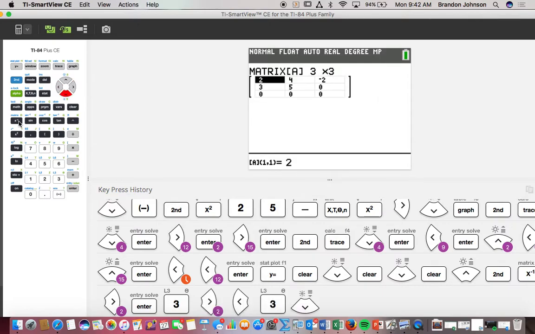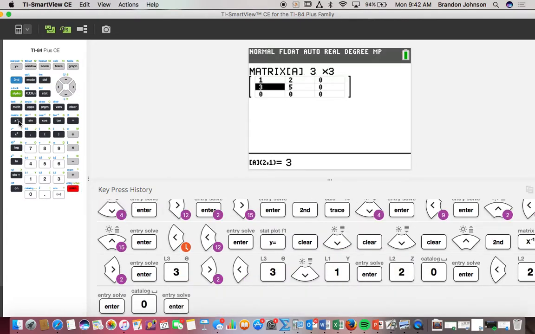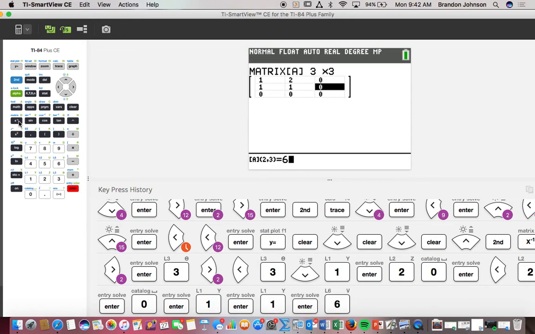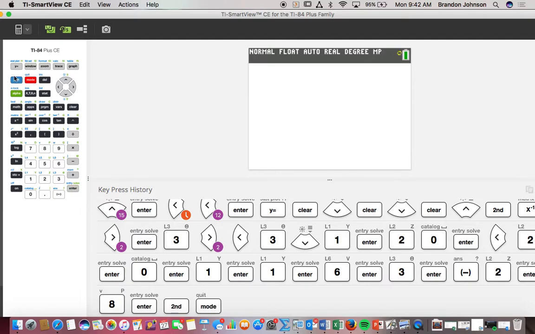So this would be 1, 2, 0, right? What would be the next one? 1, 1, 6. Gotcha. And what would be the third one? 3, -2, 8. 3, -2, and 8. Okay. So then we quit. We get out of there.